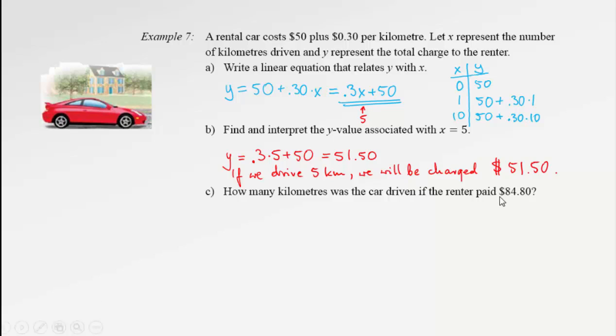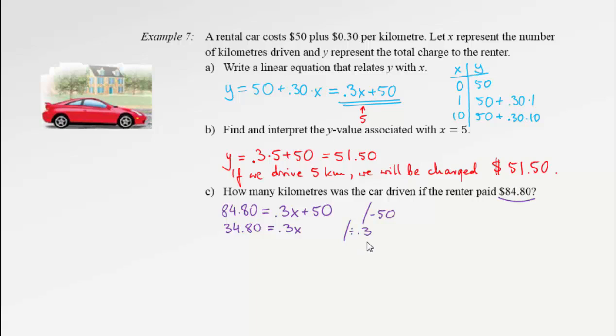How many kilometers was the car driven if the renter paid $84.80? Well, this time we know the charge, and the charge is y. So let's replace y by 84.80 equals our formula 0.3x plus 50. And we're looking for x to find out how many kilometers the car was driven. Let's subtract 50 from both sides of the equation. So we'll get 34.80 equals 0.3x.